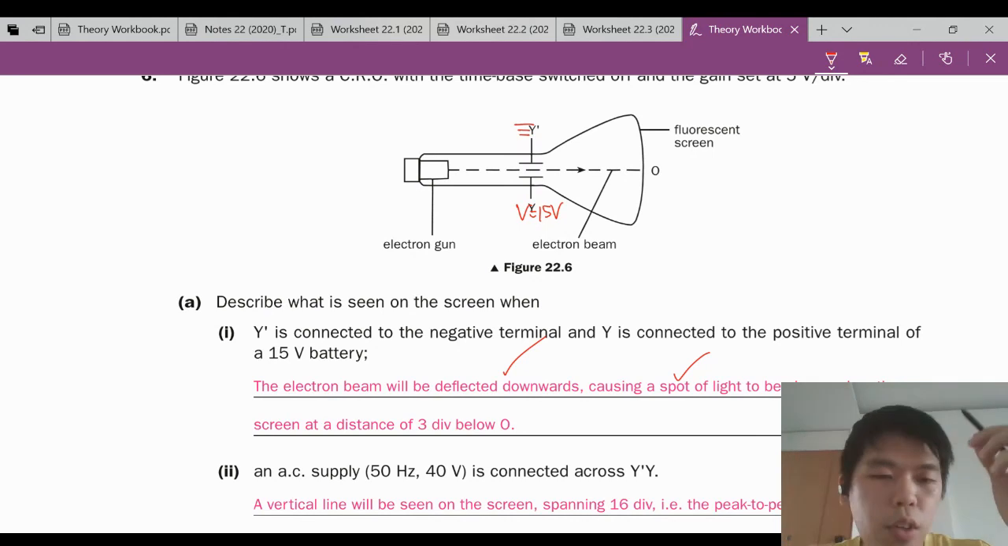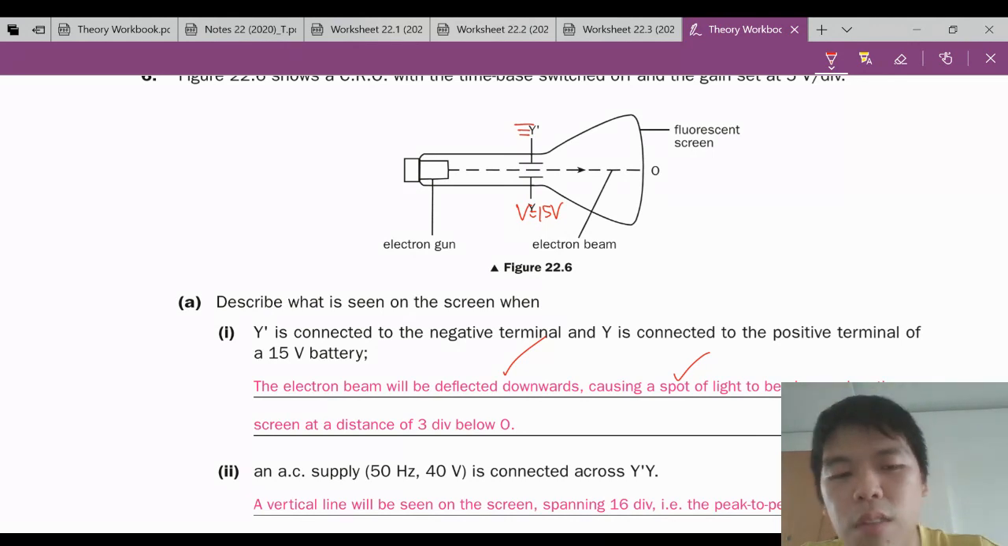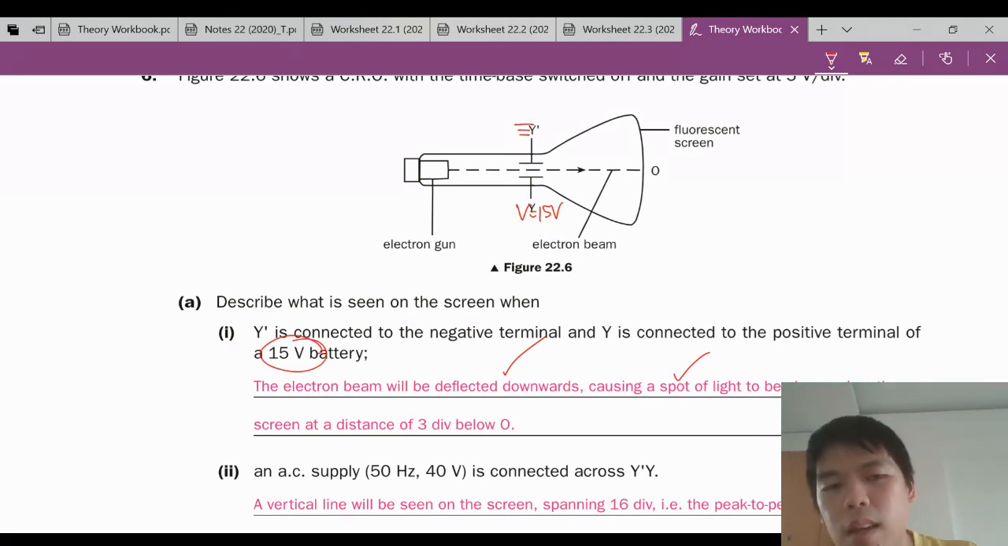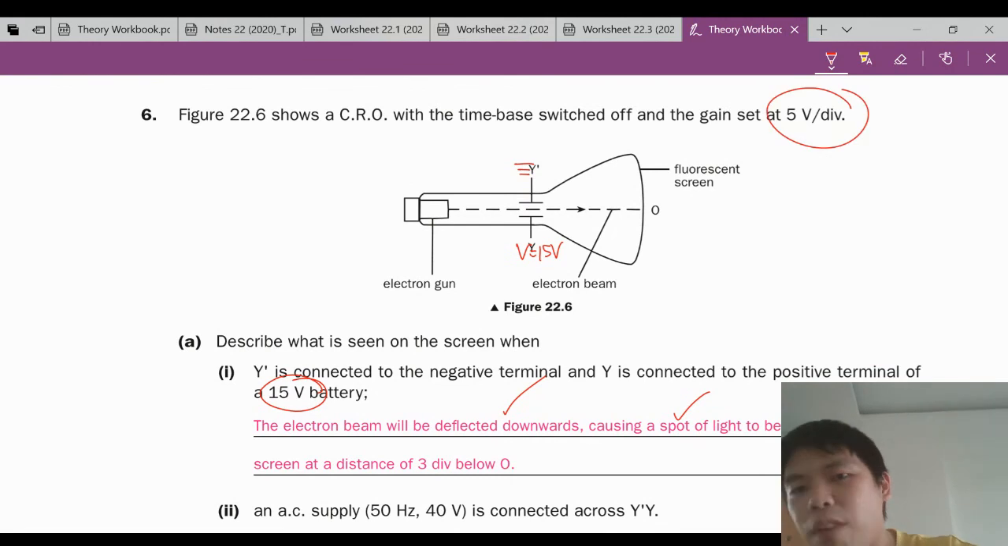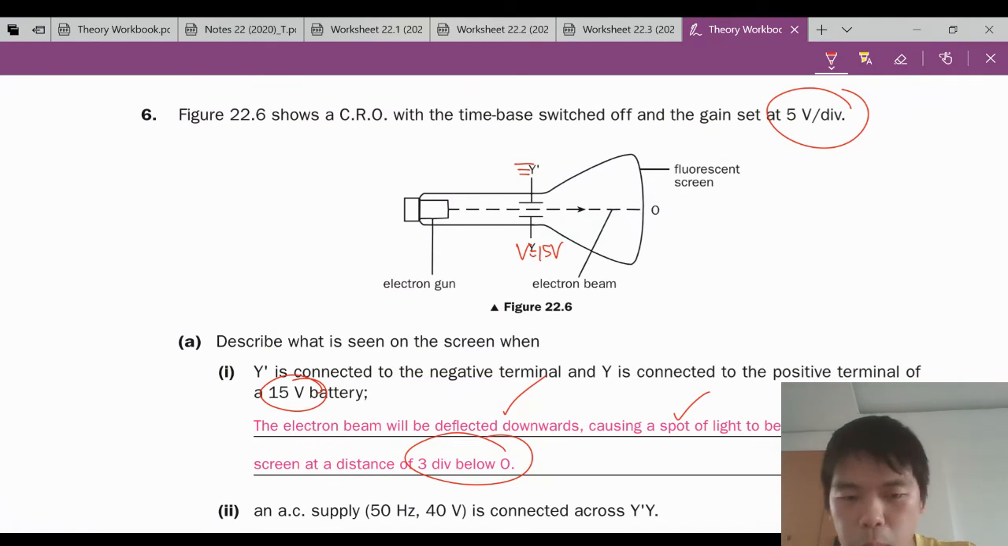It doesn't move up and down, it's just deflected consistently, giving just one spot. How about for the distance itself? Down here, say that the distance is 3 divisions. Why? Because there's a 15 volt applied. In this case, the setting is 5 volts per division. So if it's 15 volts, how many divisions do you need? Yes, 3 divisions below 0. So it's downwards, with 3 divisions below.